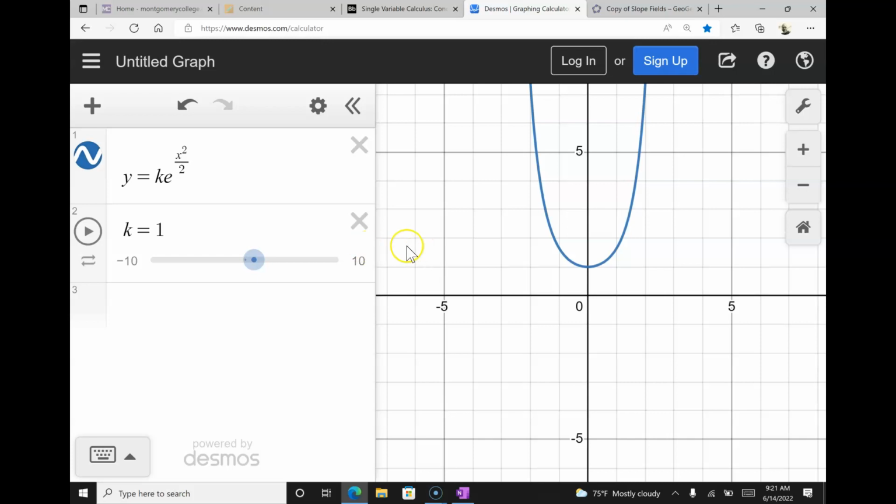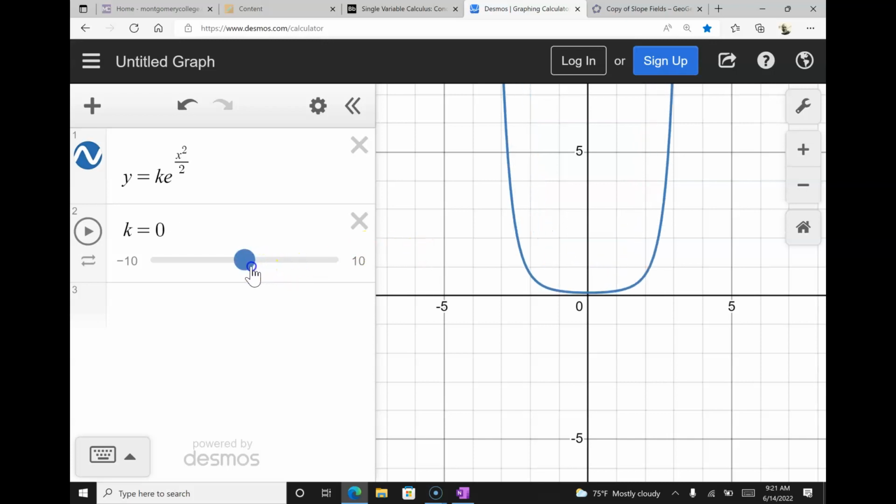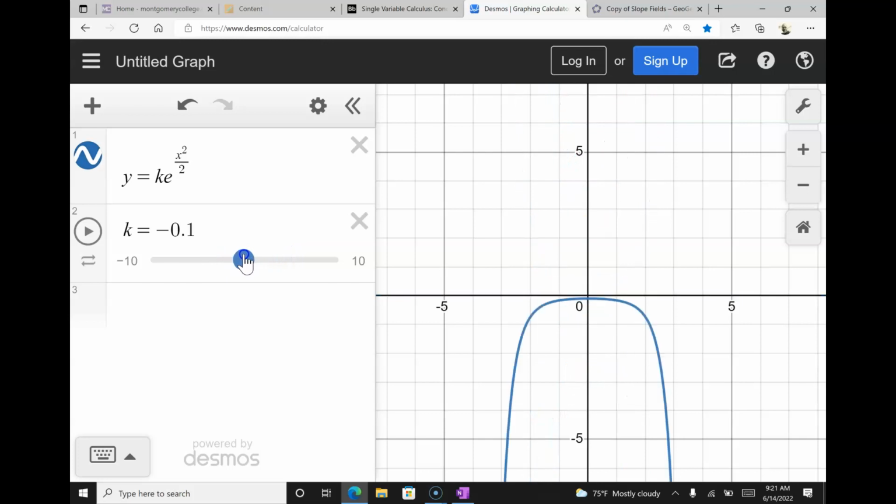You'll see what I mean by the squareness when I change K. If I get really close to 0, it kind of squares out a little bit. But you definitely can see the same. In fact, the bigger K is, the more it looks parabolic to me. But there's my negative piece as well.